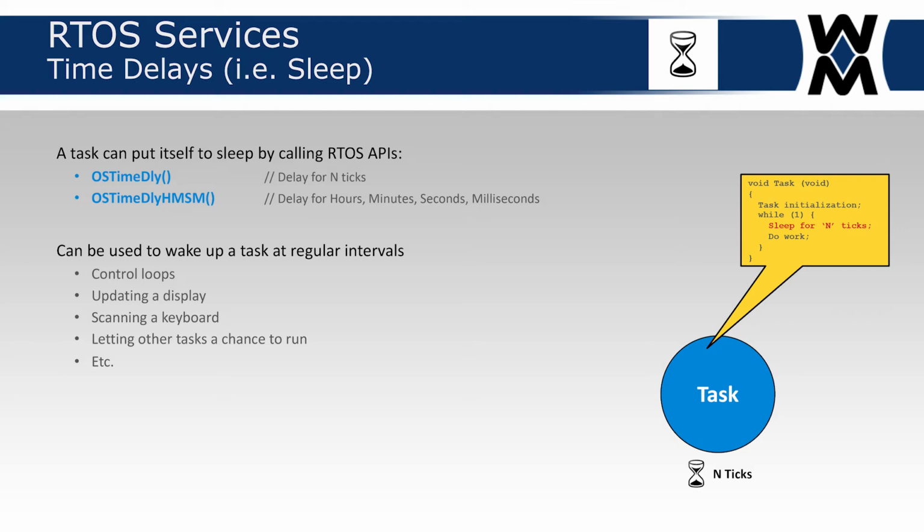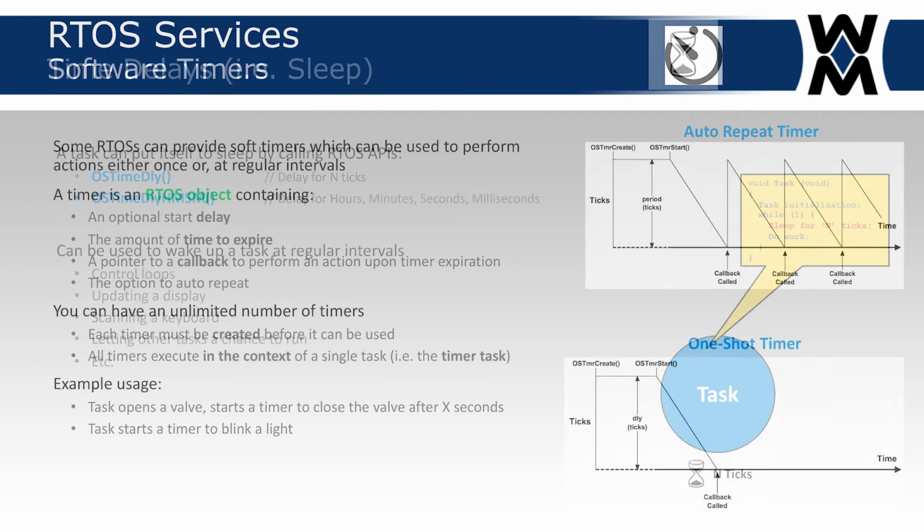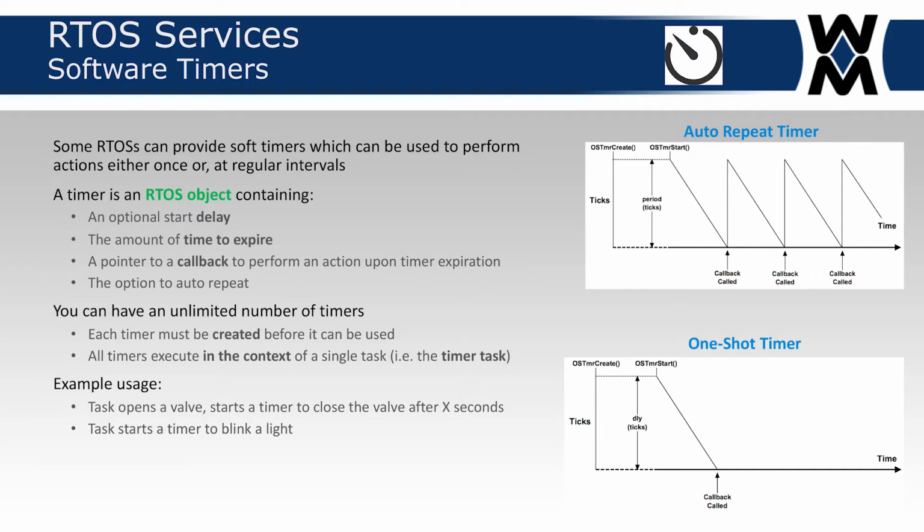So these are things that you could do by saying, okay, I'm going to wait. I don't need to do anything for a whole 50 milliseconds. I'm going to put myself to sleep, and the task doesn't consume any CPU time at that point until the 50 milliseconds expire. Most RTOSs also offer a software timer.